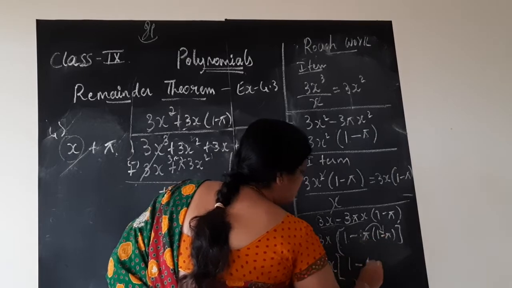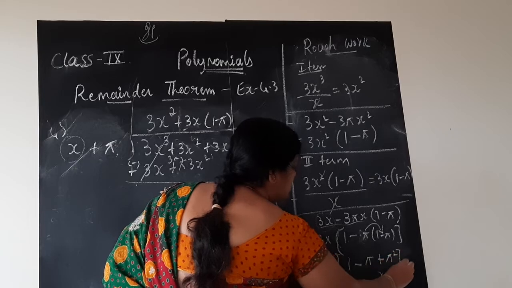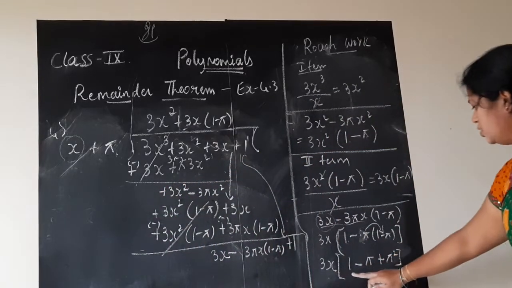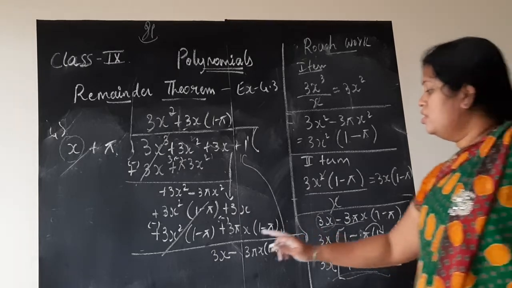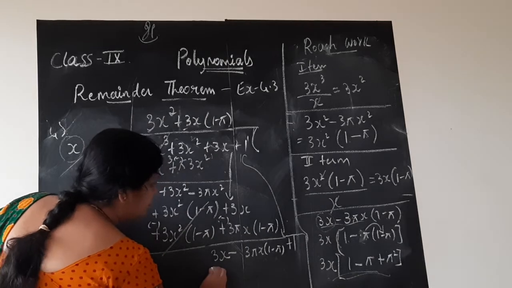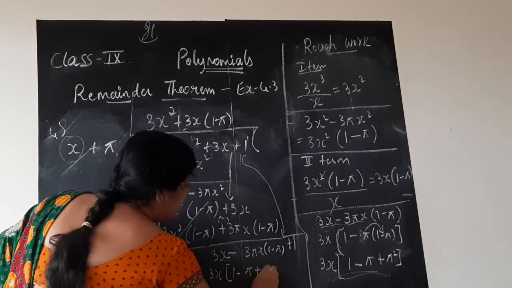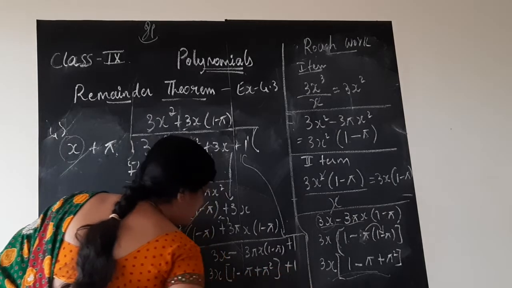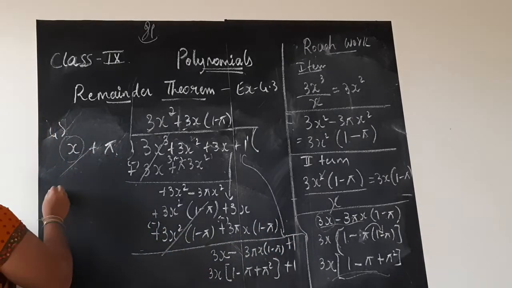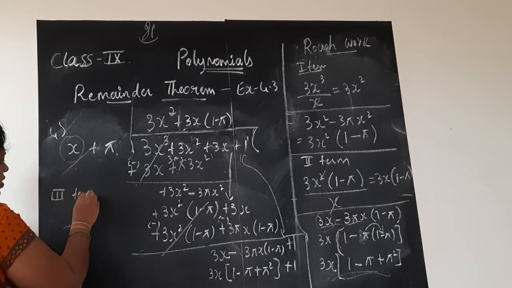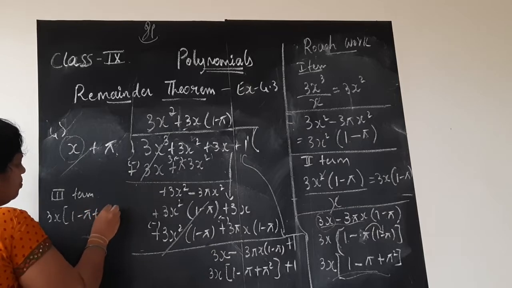Pi into 1 is pi, minus into minus is plus, pi into pi is pi square. So I got 3x into 1 minus pi plus pi square. The algebraic expression has come. So here I need to write now 3x into 1 minus pi plus pi square plus 1. Which plus 1? The next term, plus 1, we brought down. Now what is my third term? It is 3x into 1 minus pi plus pi square.